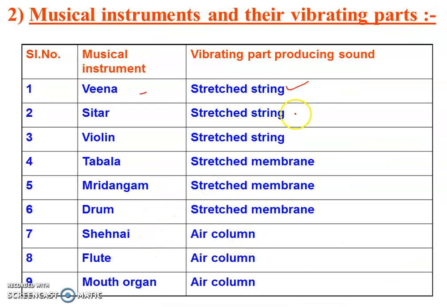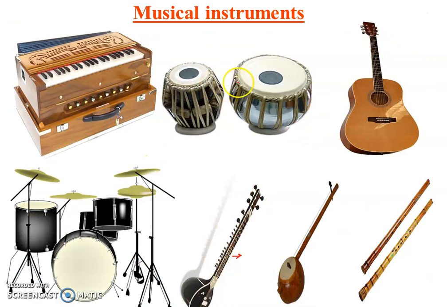Next case, sitar. In sitar there is also a stretched string. In violin there is also a stretched string. In the case of tabla, you can see tabla, there is a stretched membrane. When we hit this membrane, we get the sound.